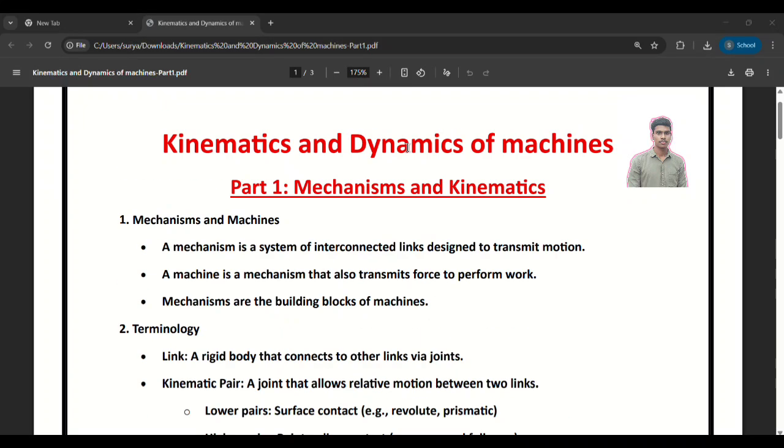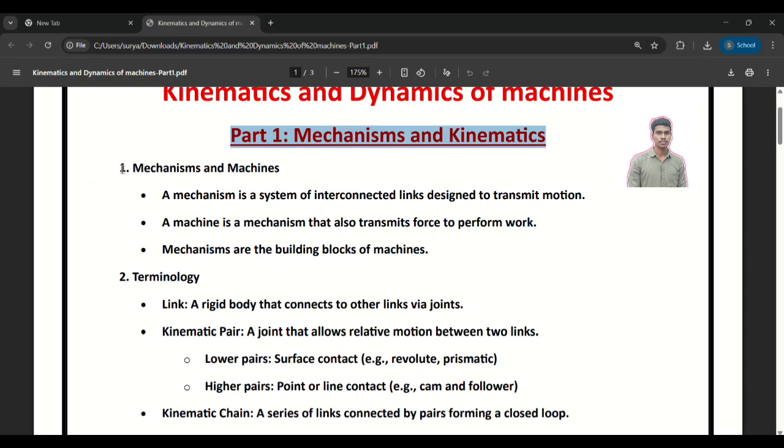In this video, we are going to see about kinematics and dynamics of machines, which is one of the major subjects and courses in BTech Mechanical Engineering. In kinematics and dynamics of machines, especially we are going to see mechanisms and kinematics as the first part. Here we are going to see the general definition of mechanisms and machines.